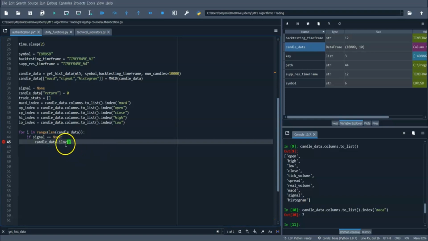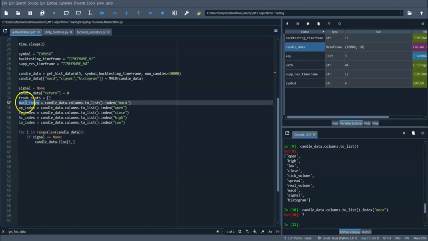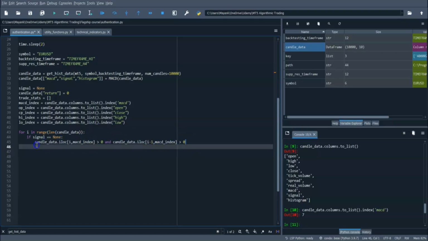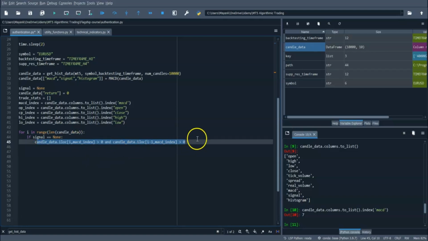candle_data.iloc. With iloc, you need to give the numeric indices of rows and columns that you are interested in. The row would be i because we are iterating through that particular row, and then the column would be the MACD index. If this value is greater than 0, and likewise the previous value is also greater than 0, that means we have got 2 consecutive positive MACD values. But this is not all. In conjunction with this, the previous few candles have to be negative.